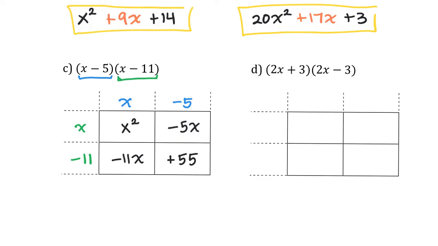And let me write my answer in standard form. So the x squared is the highest degree. I have a minus 5x and a minus 11x, so it's going to become more minus 11, 12, 13, 14, 15, 16x. And I'll bring down the positive 55.